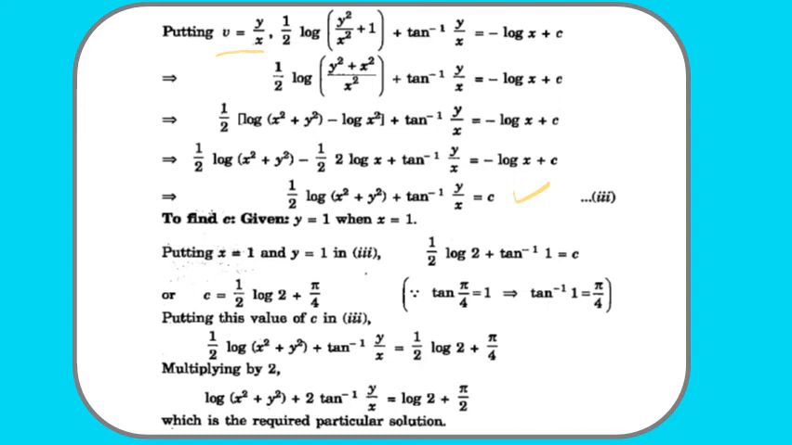Here we have a condition given that y is equal to 1 when x equals to 1. So putting these values in equation 3, we find the value of c as 1 upon 2 log 2 plus pi by 4. So putting this value in equation 3, we get 1 upon 2 log x square plus y square plus tan inverse y upon x equals to half log 2 plus pi by 4. So simplifying, we will get the final particular solution as log x square plus y square plus 2 tan inverse y upon x equals to log 2 plus pi by 2.